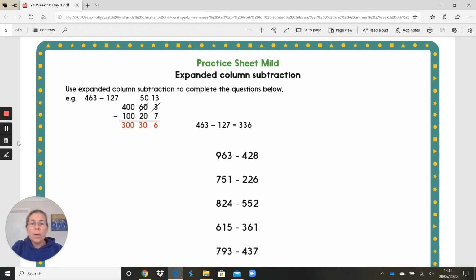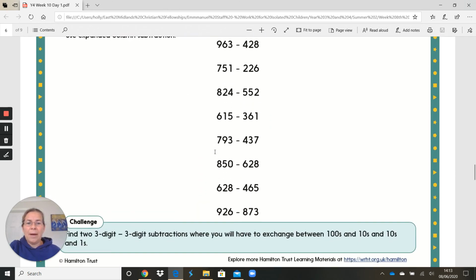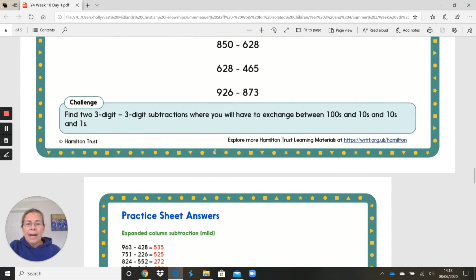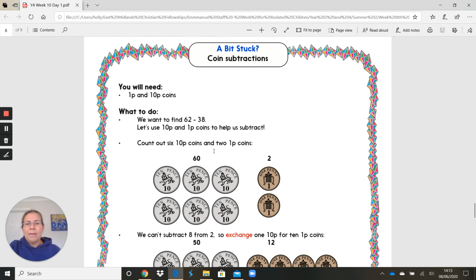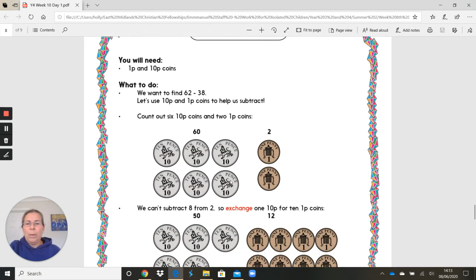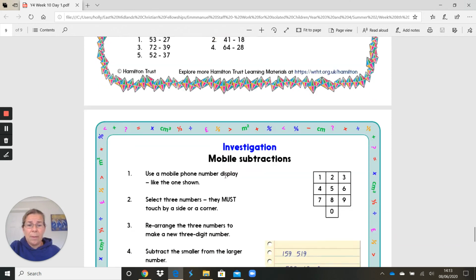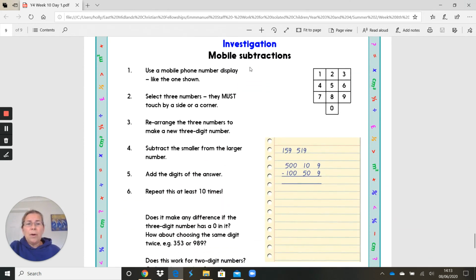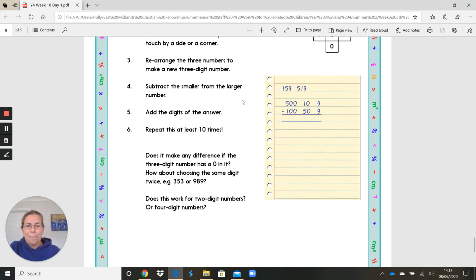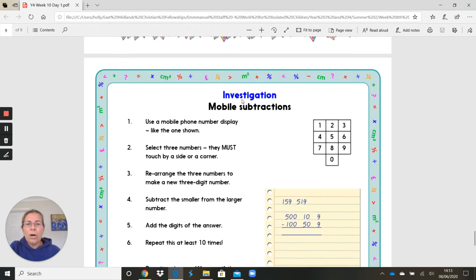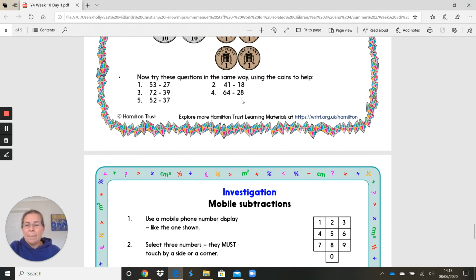Okay, now you've worked through some examples with me. Now it's your turn to have a go in your maths books. Either have a go at the practice sheet mild or the practice sheet hot, depending on how you're feeling about it, or work through them all. And if you're a bit stuck, there's some coin workouts to do below, or continue to use the frog method. And if you're finding this fun and you find it easy and you want to have something a bit more, have a go at the mobile subtractions investigation. All you need to do your work is have a look at these questions and then move through your maths books that you should have now.